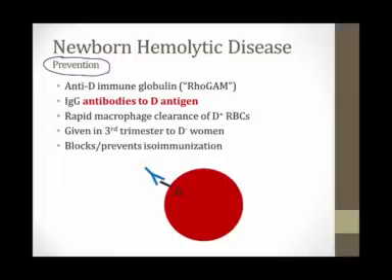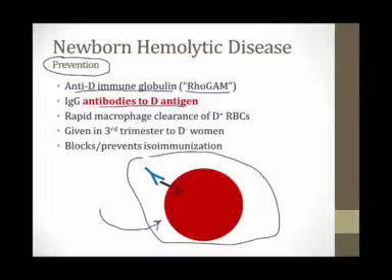The way this is done is by giving D negative mothers a substance called anti-D immune globulin. It also goes by the name of RhoGAM. This consists of IgG antibodies to the D antigen. If any D positive red cells from the fetus get into the maternal circulation, these antibodies will coat that red blood cell, and that will lead to rapid macrophage clearance before an immune response can occur. This is given in the third trimester to women who are D negative to prepare them for delivery, and it blocks and prevents isoimmunization at the time of delivery.